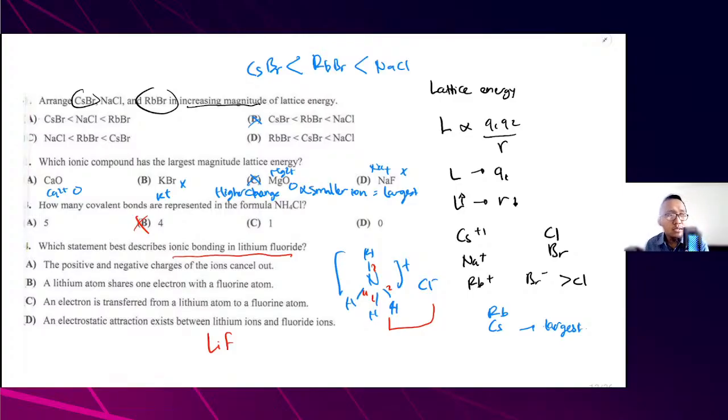Okay, so let's take a look at each option. The positive and negative charge of the ion cancel out.